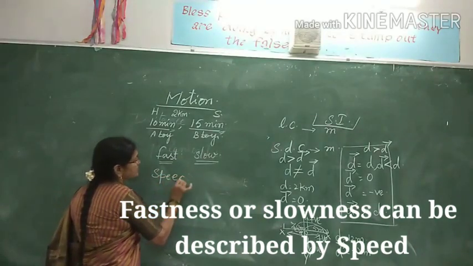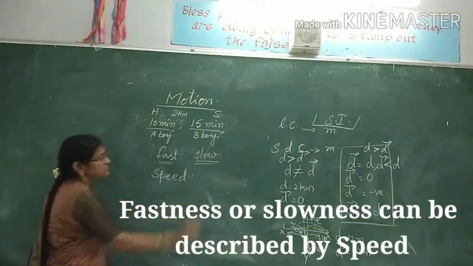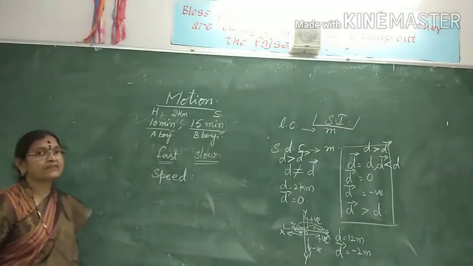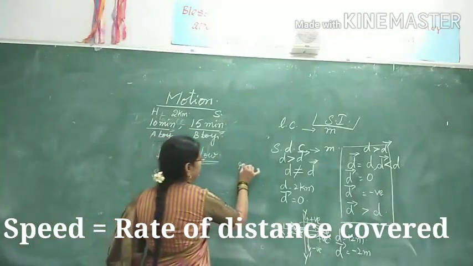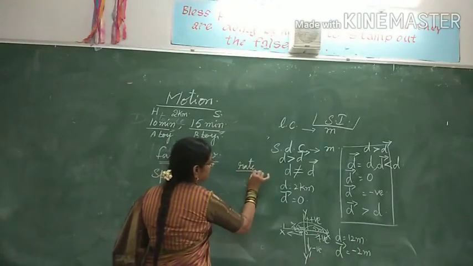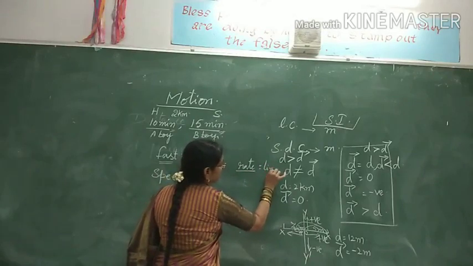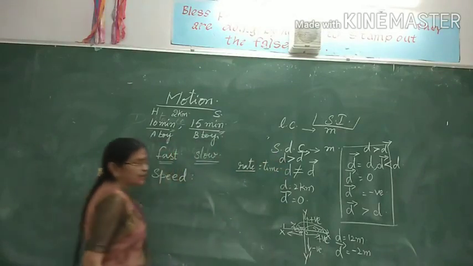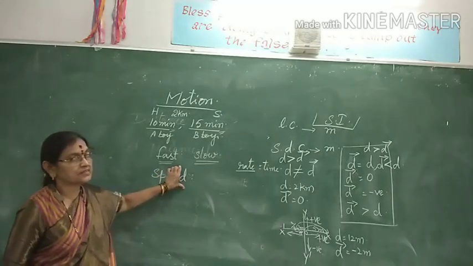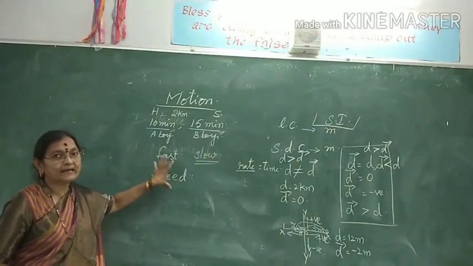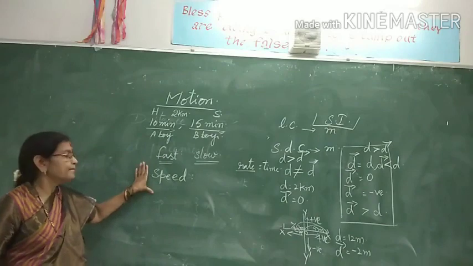What will you call it? Speed. Speed is nothing but the rate of distance covered. What is rate? Rate in physics always represents time. Rate is the time interval. So, what is the definition? Speed is nothing but the rate of distance covered.